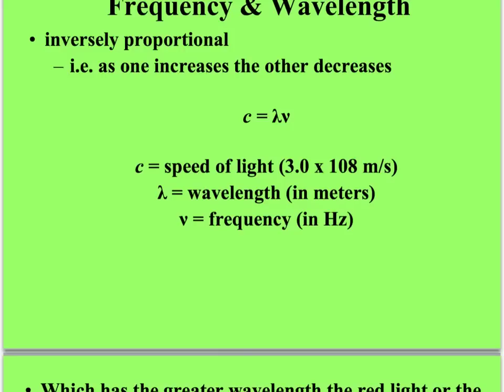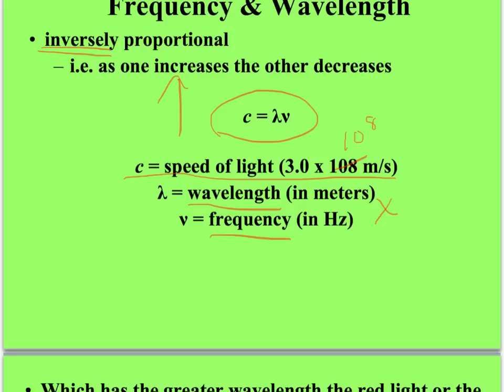Now, these are related, and they're related with this formula. C, which is the speed of light, which is a constant given to you on your STAR formula chart, the speed of light, which is 3 times 10 to the 8th power, is equal to wavelength times frequency. And frequency is abbreviated with the letter v. I forgot to say that on the last slide. And they're inversely proportional. Inversely proportional means when one goes up, the other goes down, because they're always going to equal the speed of light.